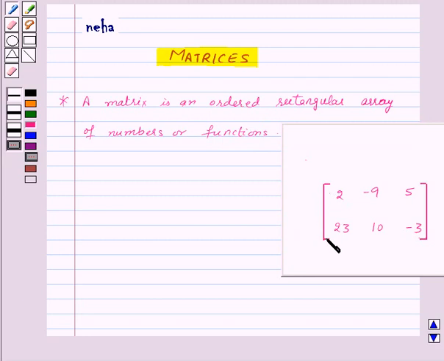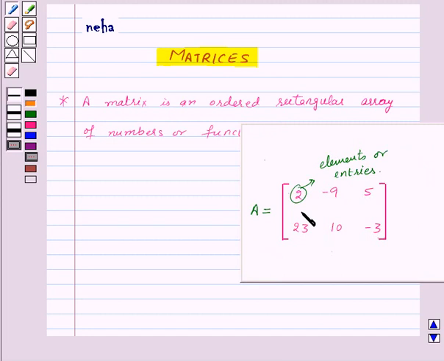For example, this is a matrix and we denote matrices by capital letters, say A. Now these numbers or the functions are called the elements or entries of the matrix. Also, the horizontal lines of elements are called the rows of the matrix, and the vertical lines of elements are called the columns of the matrix.